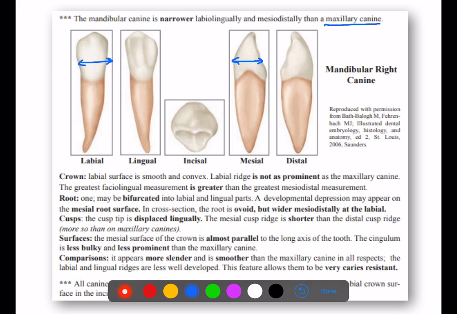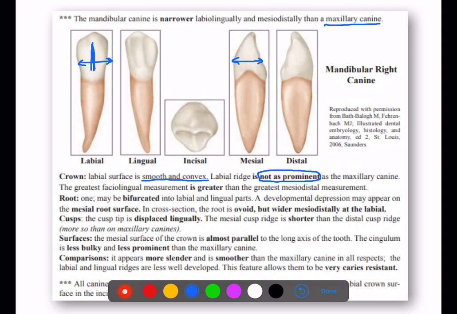When you talk about the crown, the labial surface of the mandibular canine is smooth and convex, and the labial ridge is not as prominent as in the maxillary canine. The labial ridge, which is present at the center, is not as prominent in the mandibular canine. The greatest faciolingual measurement is greater than the greatest mesiodistal measurement.